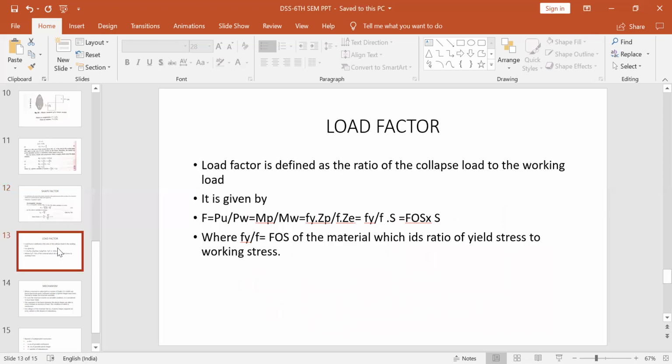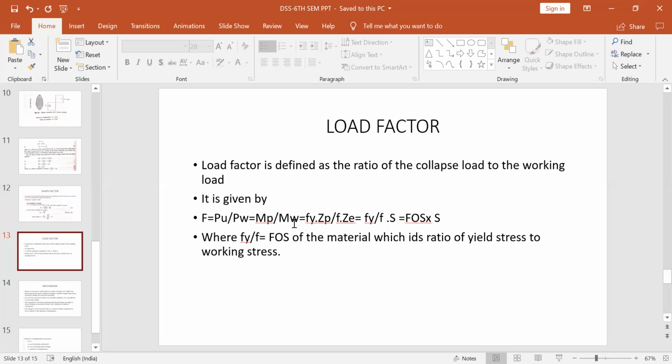Now, what is load factor? Load factor is defined as the ratio of the collapse load to the working load. Collapse load occurs in the plastic stage, and working load is within the elastic stage. The collapse load is the load at which the structure finally fails and breaking starts; you can also call it the ultimate load. So this ratio is called load factor. It is given by Pu, P ultimate by P working. Again, it can be taken as a ratio of moments also. Force into lever arm is moment, and the lever arm distance is the same. So the ratio of forces will be the same as the ratio of moments, so Mp by Mw.